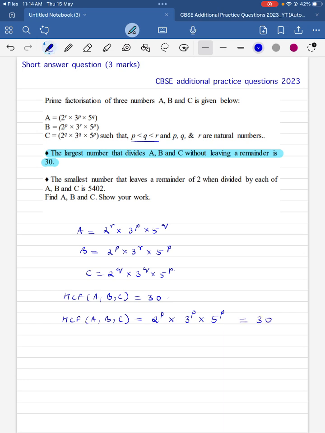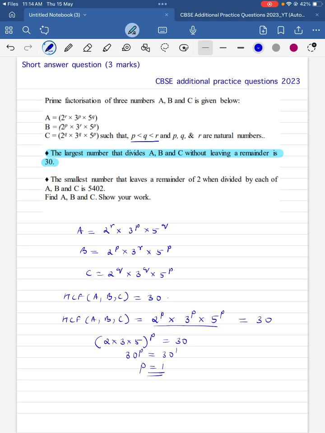Let me group this using a law of exponents. I can write this as 2 times 3 times 5, all to the power of P, equal to 30. Which means 30 to the power of P becomes equal to 30, and the value of P is therefore equal to 1.